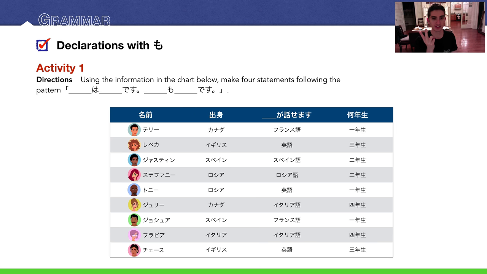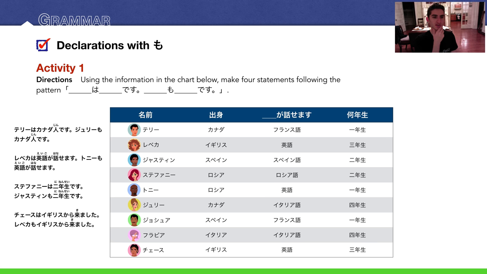Three. Let's go to Stephanie. Stephanie は2年生です。 And then another 2年生 is Justin. Justin も2年生です。 That's three. Let's do a negative this time. Let's go to Chase. Chase は, let's say Italy. Chase はイタリア出身じゃありません。 Who else is not from Italy? Well, anyone really. Joshua. Joshua もイタリア出身じゃありません。ではありません。 Also fine.